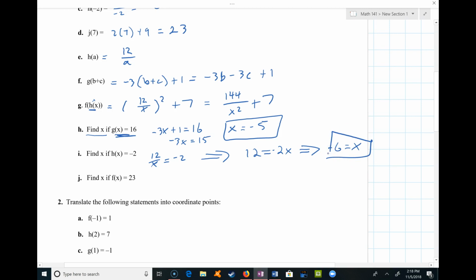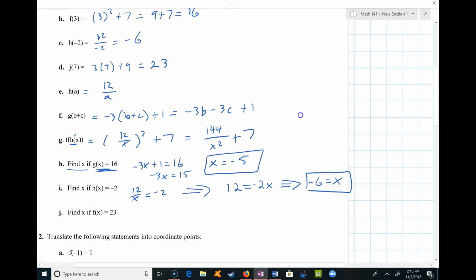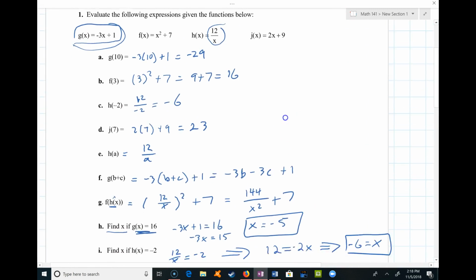So I plugged in negative 6. Can't see that negative there. Plugged in negative 6 and got out negative 2. And then finally, find f of x equal to 23. So I go back up, and where's the f? That's x squared plus 7.